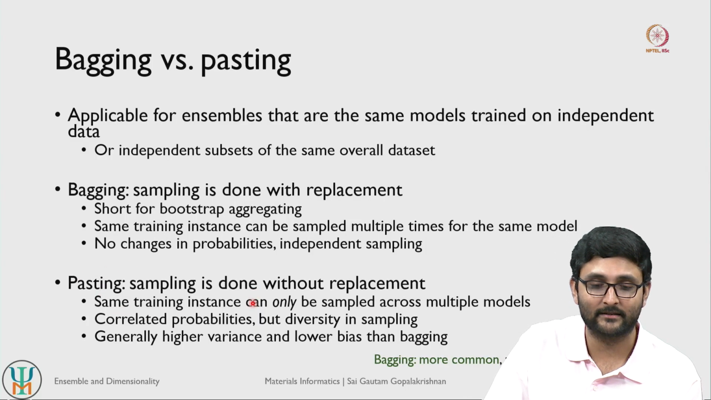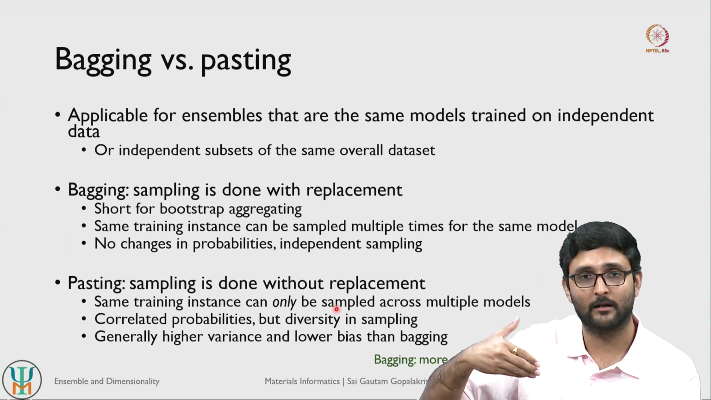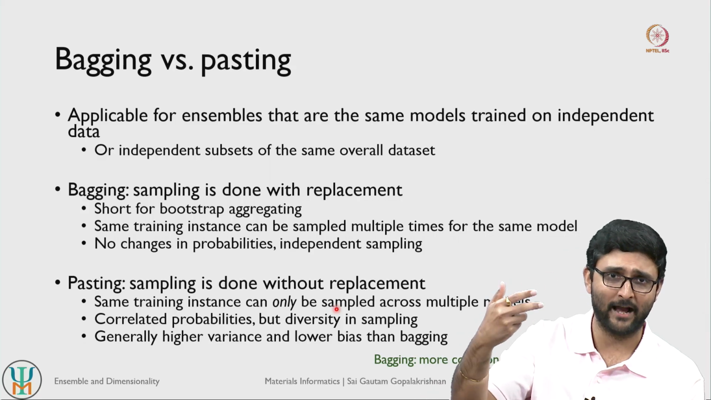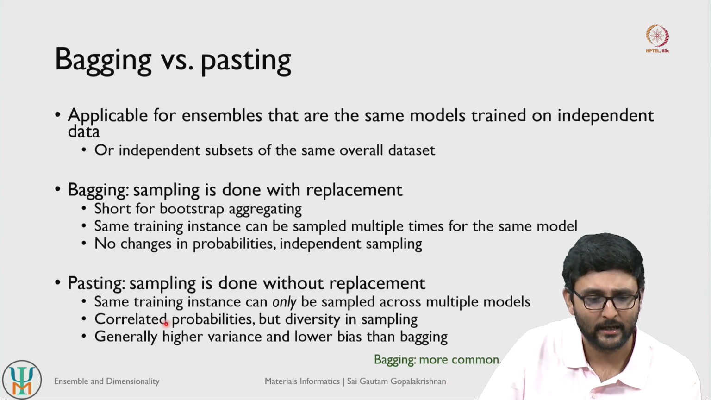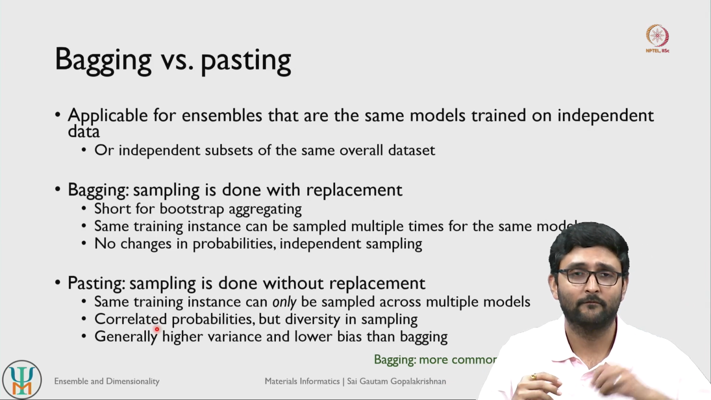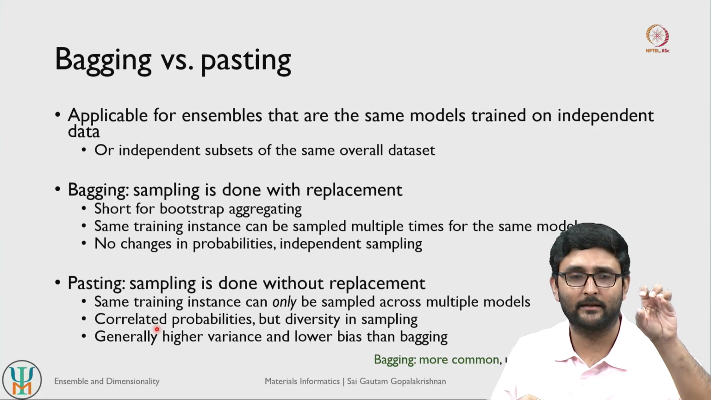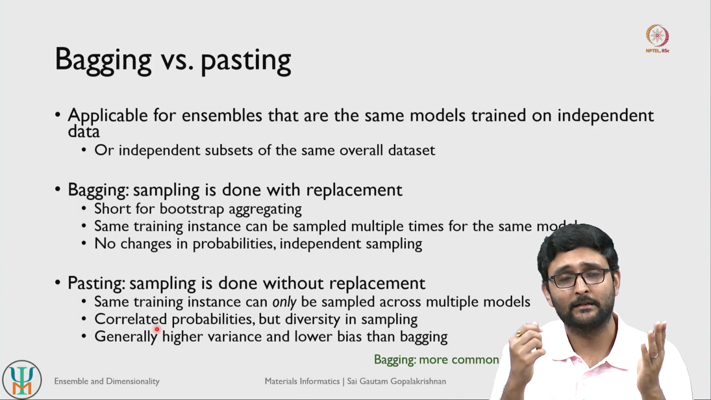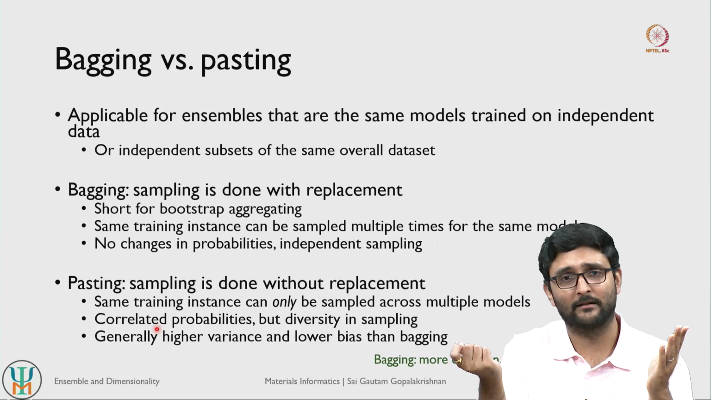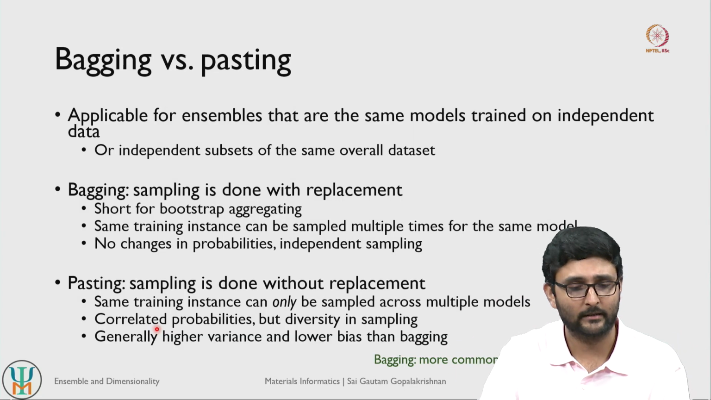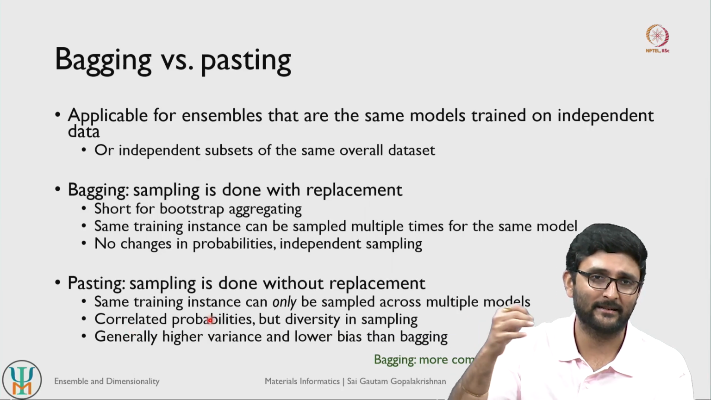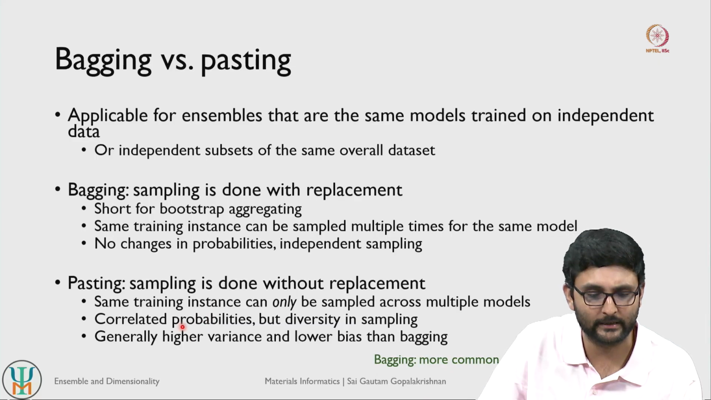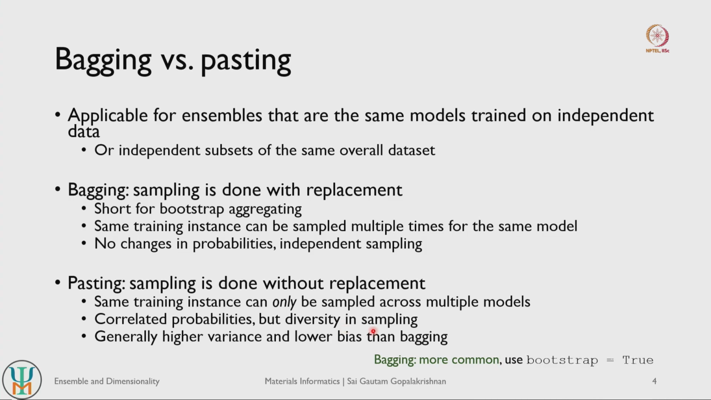So here the same training instance can only be sampled across multiple models. The same model will only be able to sample one data point once, right. So it won't have the chance to sample the same data point multiple times. The probabilities can be correlated because when you take one data point, let us say you had 100 data points initially, you have already sampled one, you are left with 99. Now the probability that you sample any of the remaining data points is 1 over 99, not 1 over 100 anymore, right. So the probabilities of sampling tend to have this correlation built in, and hence they are not truly independent sampling of your data set itself, right.